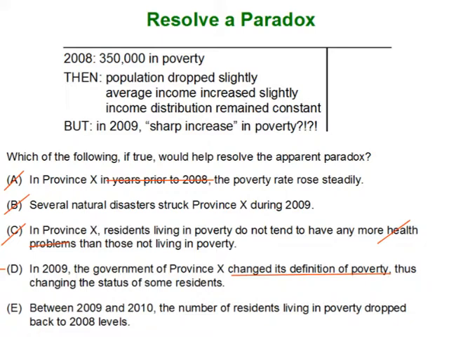With answer choice E, the number dropped back to 2008 levels later. Well, who cares what happened in the future? This will do nothing to explain to me why there was an increase in poverty in 2009. Answer choice D is going to do the most to help us resolve this paradox.